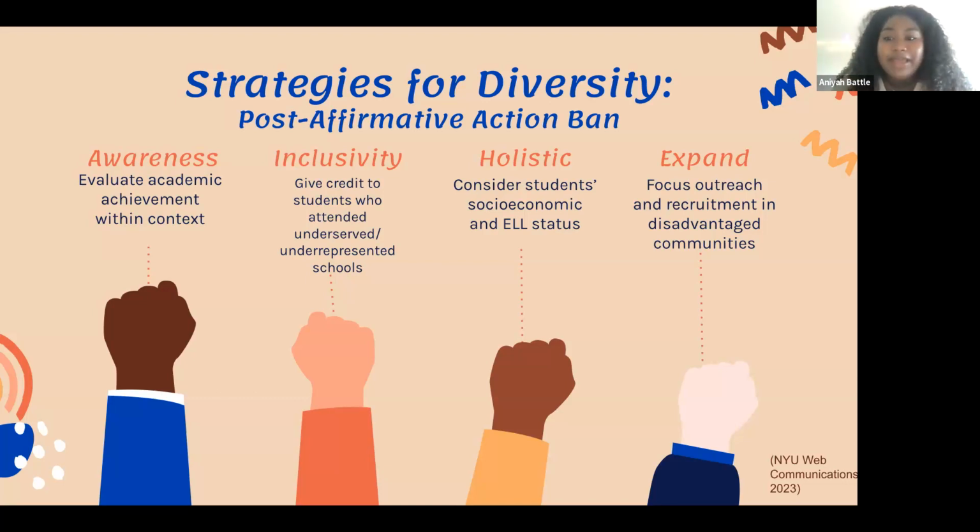And also just expanding, since they don't have the policy to bolster visibility for these students, focusing on outreach and recruitment in these disadvantaged communities, helping these students gain some exposure to these academic institutions.